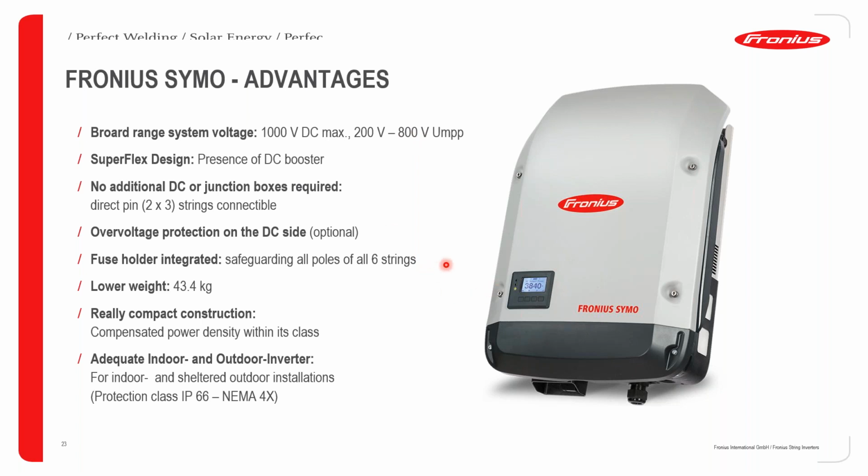With the SIMO, we have 2 trackers, and you can have 3 strings on each tracker. The good thing about 2 trackers is that if your PV installation is facing 2 different directions, you can put one direction on tracker 1 and the other direction on tracker 2. With the SIMO, we also have your overvoltage protection on the DC side. That is optional, as I showed you earlier on. It does not have fuse holders, so just take note of that. It is a lower weight, with the SIMO being 43.4 kilograms, and it's a really compact construction. So we also have one of the highest power densities within our class. Protection class is IP66 as well for the SIMO.